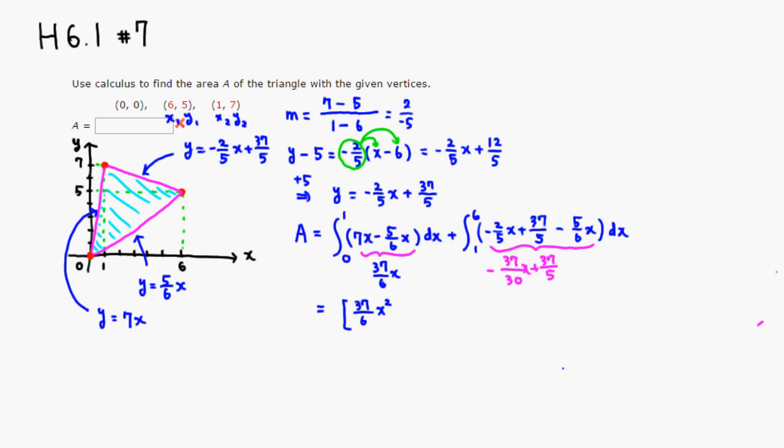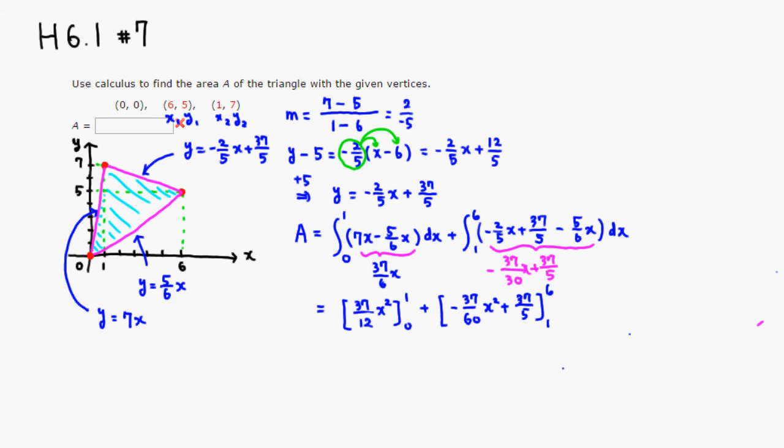So maybe I'm going to just write that as, over 2. So 6 times 2 is 12, right there. And then you're going from 0 to 1. All right, this one, you have negative 37 over, so it's x squared over 2. You have 30 there, so it's going to be 60. And plus 37 over 5. And you're going from 1 to 6.